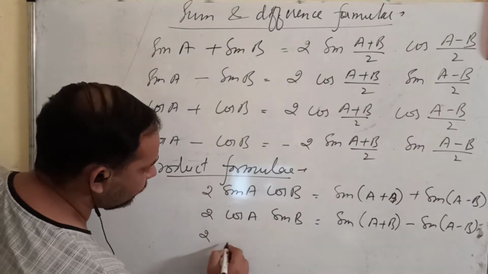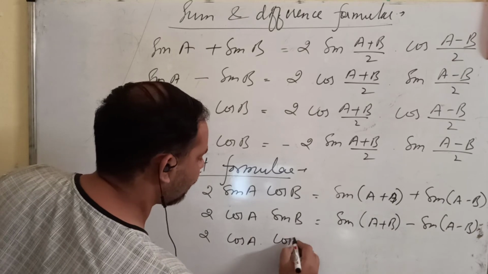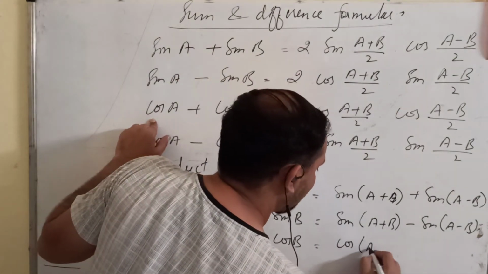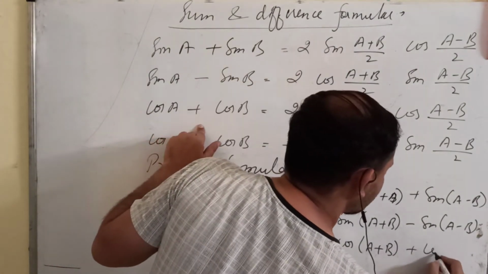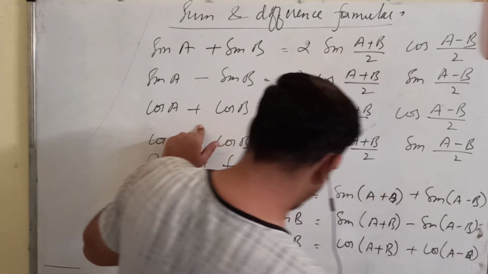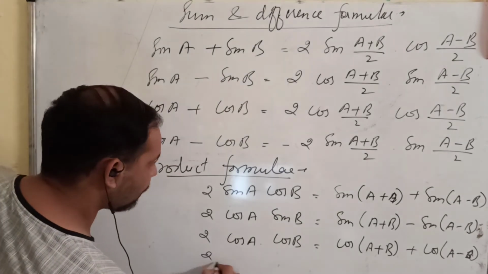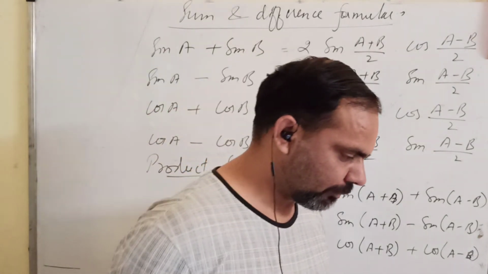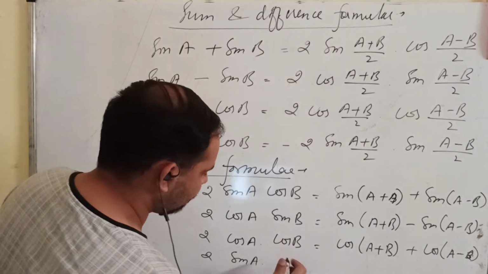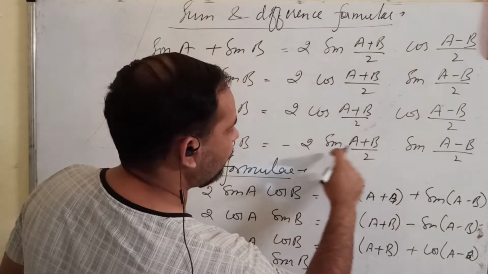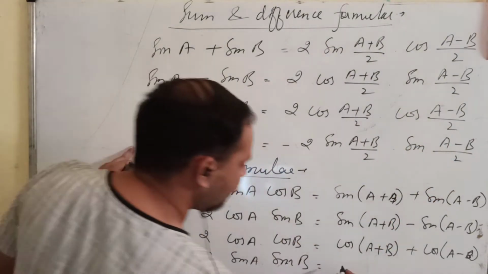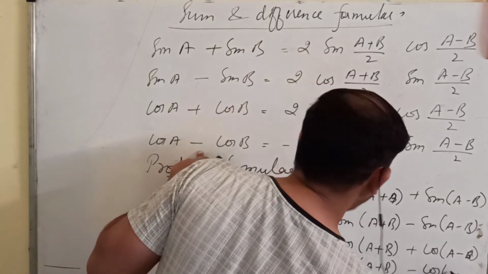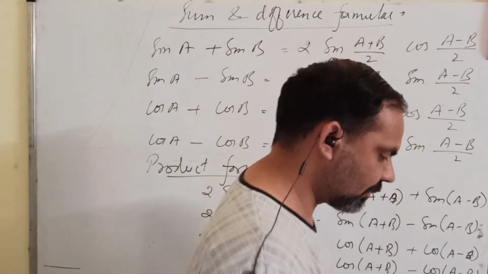The next is 2 cos A cos B, which is equal to cos A plus B plus cos A minus B. And the last one is 2 sin A sin B, and it will be cos A plus B minus cos A minus B.